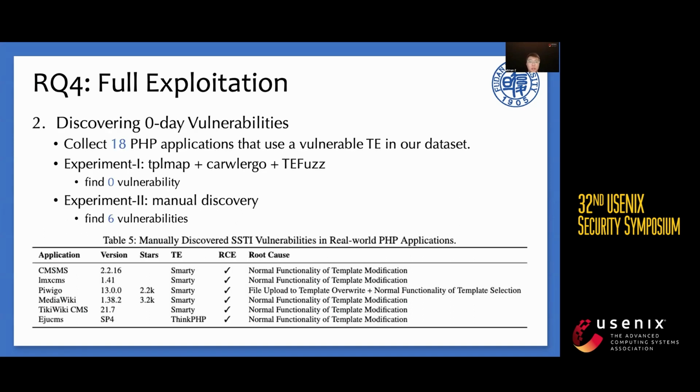Second, we want to discover zero-day vulnerabilities. We collect 18 PHP applications that use a vulnerable TE in our dataset. After that, we did two experiments. First, we used TPLmap, Commix, and TEFuzz for automatic bug detection, but unfortunately, we found zero vulnerabilities. Then we ran another manual discovery and found 6 vulnerabilities, as shown in the table below. With the exploits generated by TEFuzz, we successfully achieved RCE attacks on these vulnerable applications.